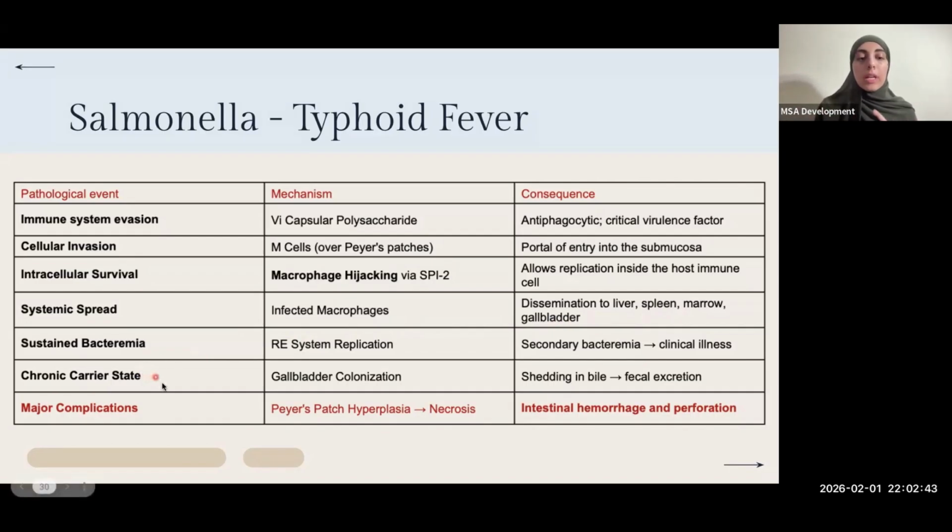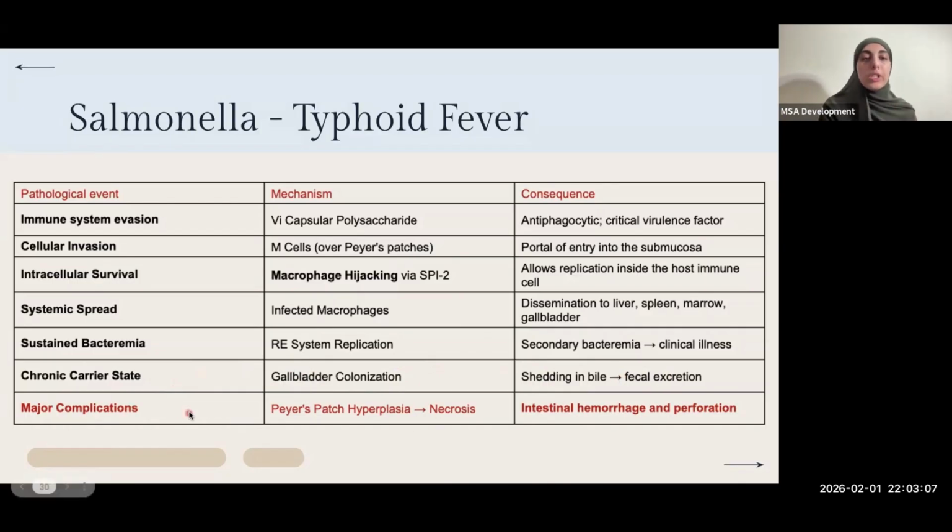You also have a chronic carrier state. Remember, Typhoid Mary, okay? Gallbladder colonization. So the Salmonella typhi will go into the gallbladder, colonize, stay there. The person will not have any symptoms, but they are carriers. They can spread the infection because it will be shed in the bile and go into the stool and then eventually reaching other people around them, okay?